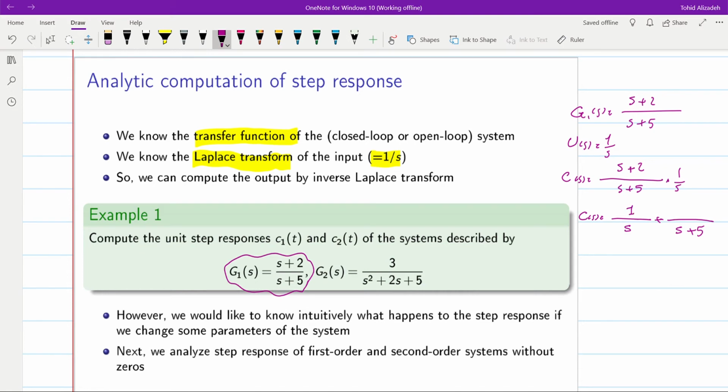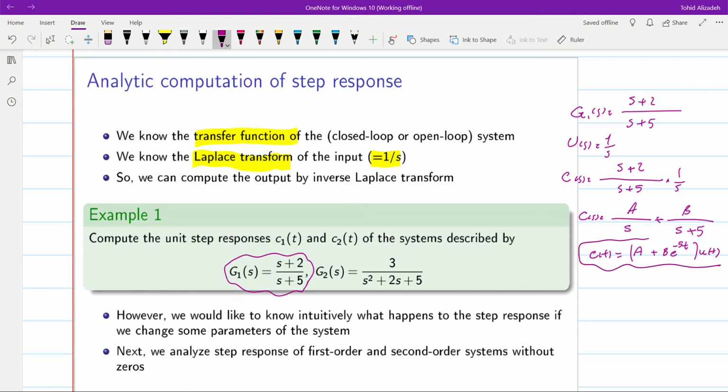If you have 1 at the numerator, we want to have s plus 2. Okay, so let me say it in this way, just to be quick. We will have A and B, and therefore for the c of t, you can find the expression (A plus B e^(-5t)), the whole thing times u of t.